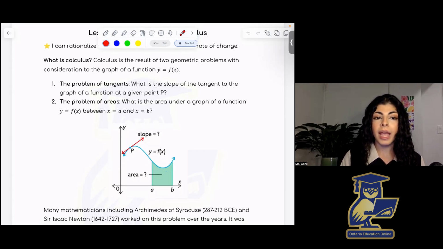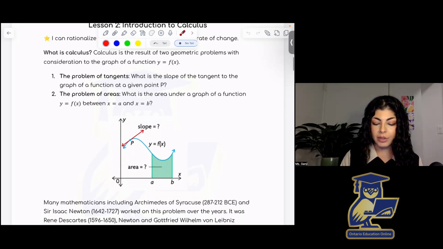And our second problem is the problem of areas, where we wonder that for any two given points, A and B, if we limit the domain of our function, what is the area under that graph specifically? So for example, here, for A and B, we want to know what that area is.